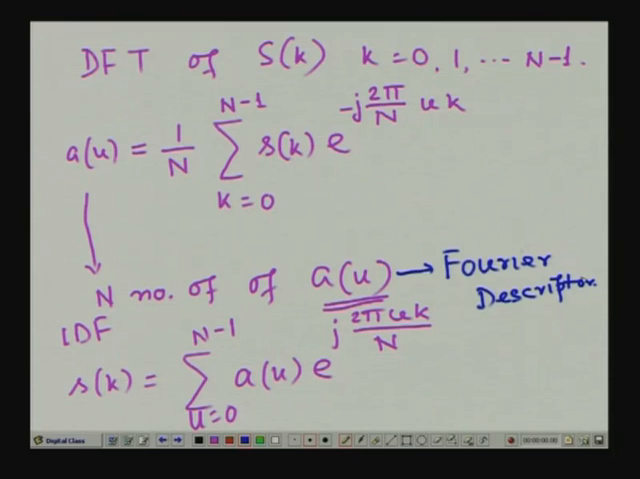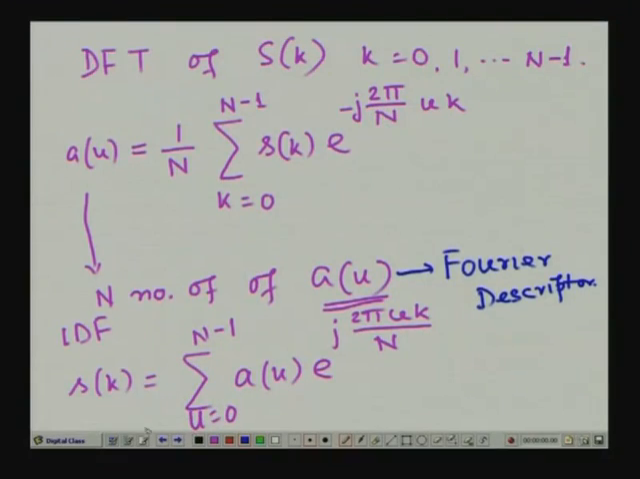So, given a set of boundary points, we consider each of the boundary points as a complex number. By tracing the boundary in a particular order, either in the clockwise or anti-clockwise direction, I get a sequence of such complex numbers. I take the discrete Fourier transformation of that sequence, and the set of DFT coefficients becomes the Fourier descriptor which describes the given boundary.